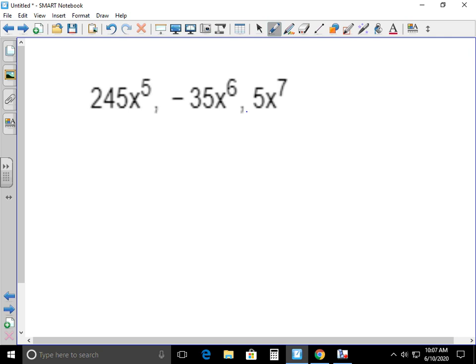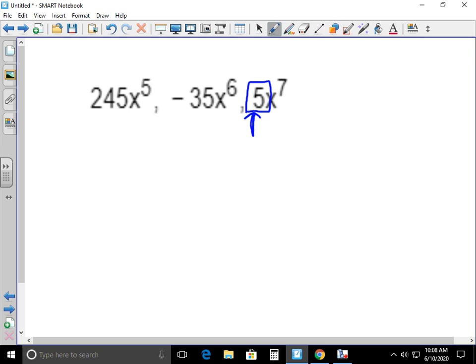Let's look at the smallest coefficient. The smallest coefficient is 5. So that means the biggest number that they could all have in common is 5. You say, why is 5 the biggest? If we said 6, does 6 go into 5? Does any number that's bigger than 5 go into 5? No. So if we're looking for what factors they all have, the only prime factor that 5x to the 7th has is 5.